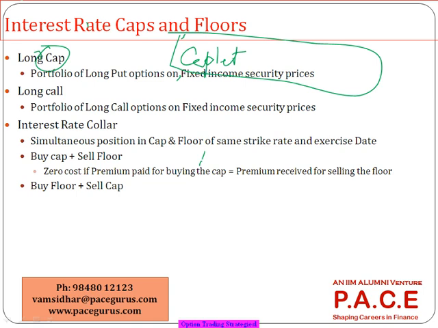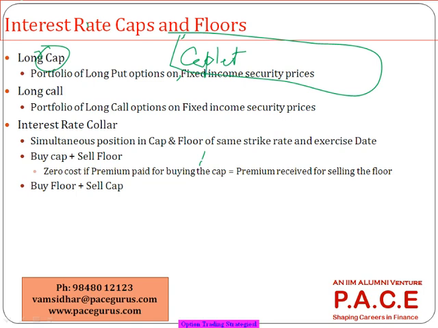The collar strategy is nothing but, think of it, buying a put and selling a call, meaning buy one, sell the other. So buy a cap, sell a floor. Or buy a floor, sell a cap. These are two different kinds of collar strategies. Both of them are at the same strike rate, same exercise rate. When you buy a call and sell a put, or buy a put and sell a call, both of them create a kind of collar position for us.